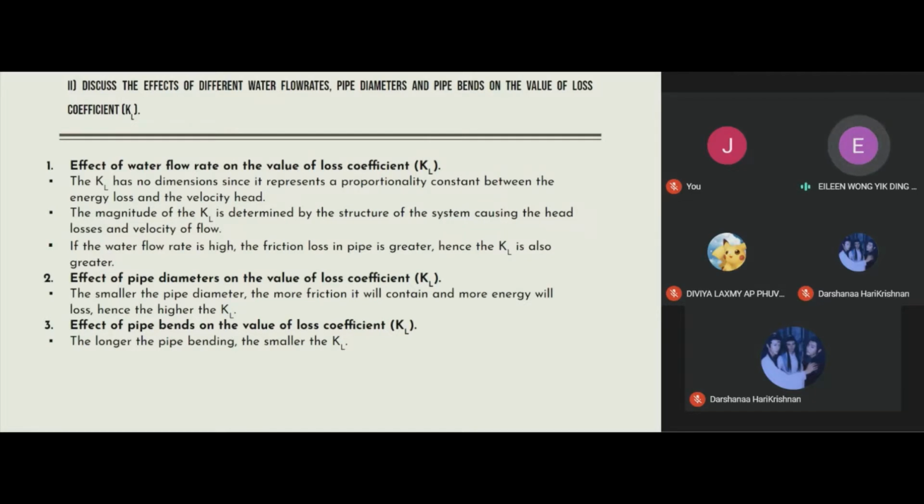Second is the effect of pipe diameters on the KL. The smaller the pipe diameter, the more friction it will contain and more energy will be lost. Hence, the higher the loss coefficients. The third is the effect of pipe bends on the value of KL. The longer the pipe bending, the smaller the loss coefficients.